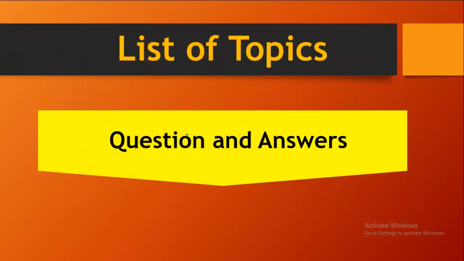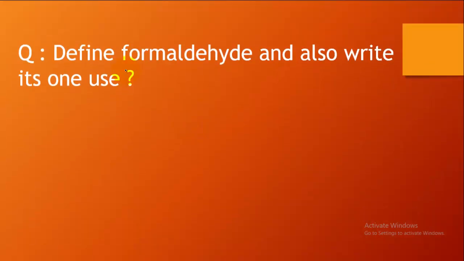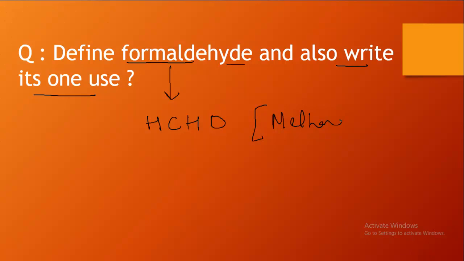In this video we'll do some question and answers. So let's start with it. The first question is, define formaldehyde and also write its one use. Formaldehyde is the first member of aldehyde, that is, it is called HCHO. And what's its IUPAC name? Its IUPAC name is methanal. And as far as its common name is concerned, it is called formaldehyde.